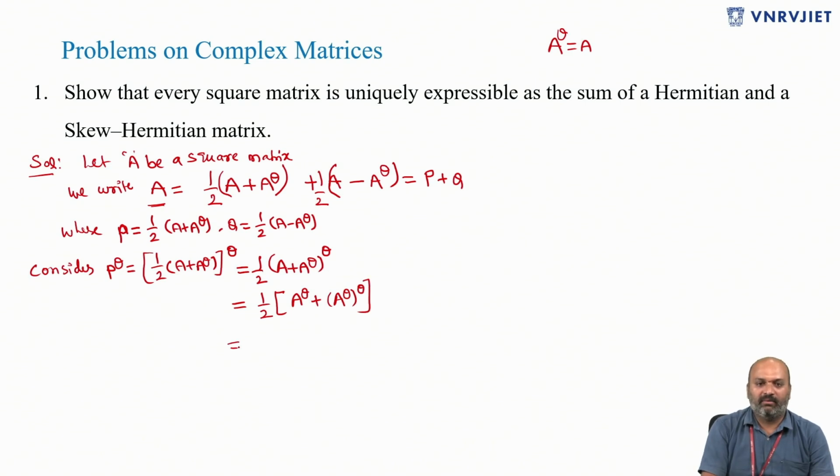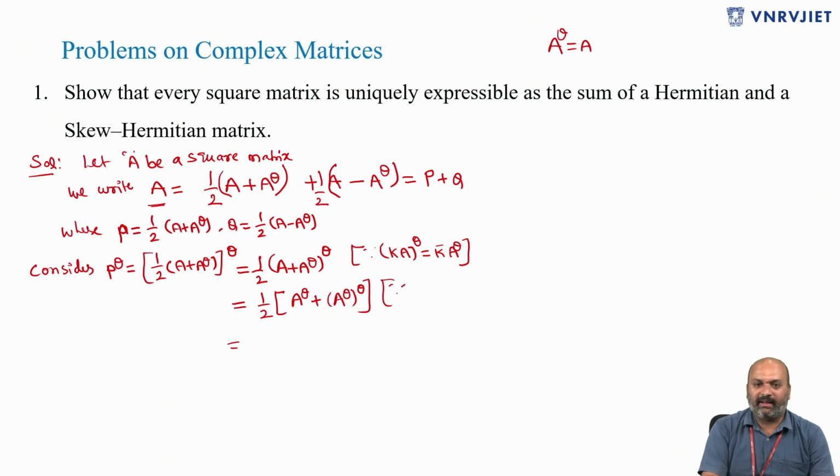Okay. Now, since here we used the property, k into A power theta is equal to k bar into A theta. We used the property here. Since k is 1 by 2, and let us assume A plus A theta is something, k into A power theta is k bar into A theta. K bar means, since 1 by 2 is a real number, its conjugate is itself.